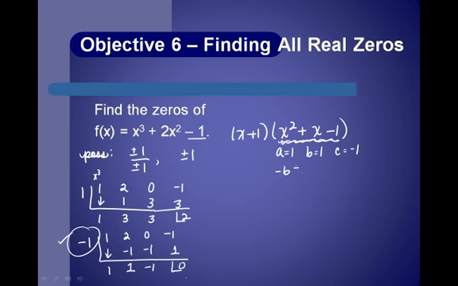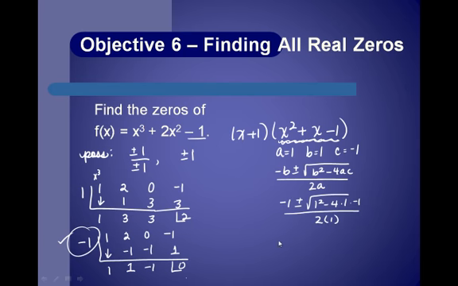Now remember your quadratic formula, -b plus or minus the square root of b squared minus 4ac over 2a. So that would be -1 plus or minus the square root of 1 squared minus 4 times 1 times -1 divided by 2 times 1, which would be -1 plus or minus the square root of 1 plus 4 divided by 2, which would give us -1 plus or minus the square root of 5 over 2.